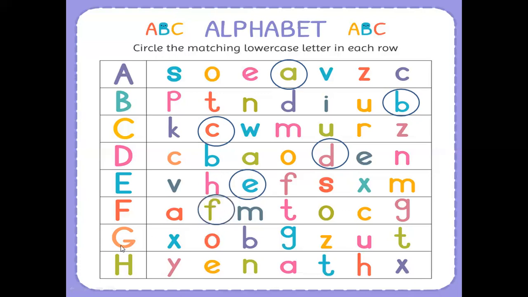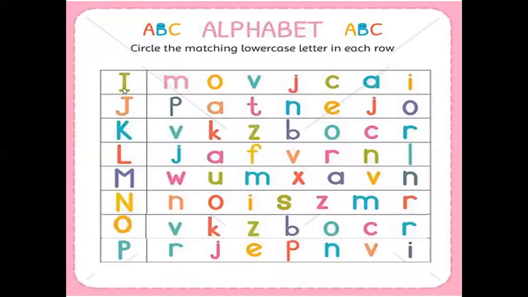Okay. G. Where is G? This one? This one is O. This one is B. You have already done. This one? Yes, this one is G. Well done. Now H. Where is the letter H? This one is the letter H. Understand? Now let's do the next after H.